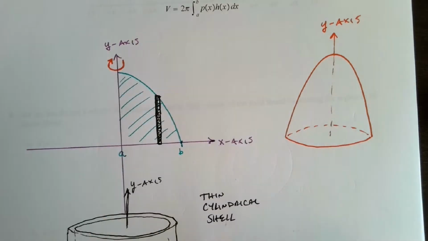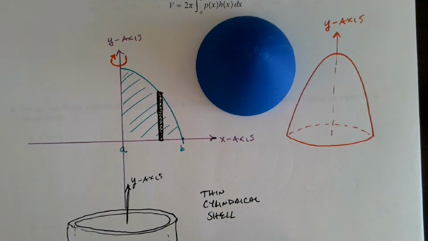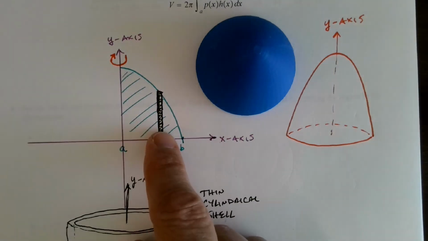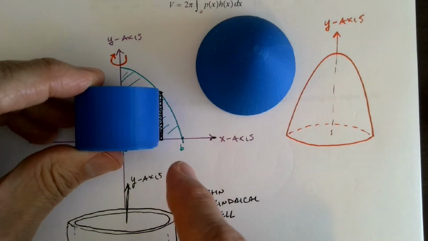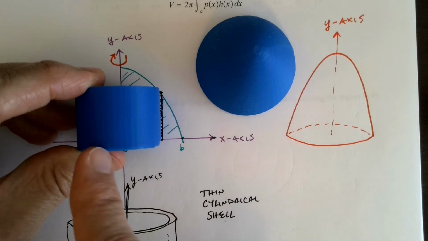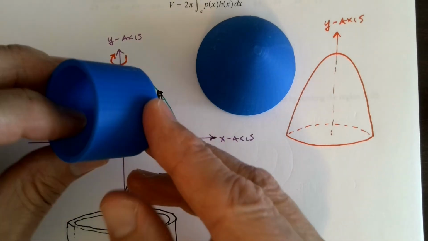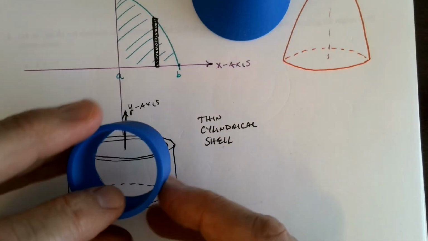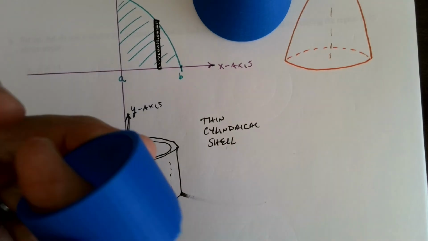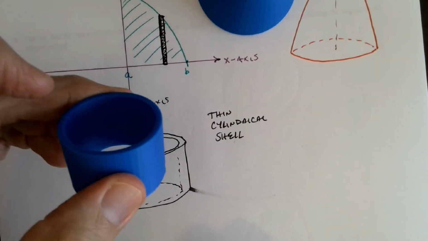Now, the idea we're going to approximate this shape with is a thin cylindrical shell. The shell that I get from this rectangle here, when I rotate that rectangle about the axis, is going to form this thin cylindrical shell. Do you see that? This is the thin shell. This is what I've drawn down here. This is the thin cylindrical shell, and it's got the hole right through it. And so we want to find the volume of this thin cylindrical shell.